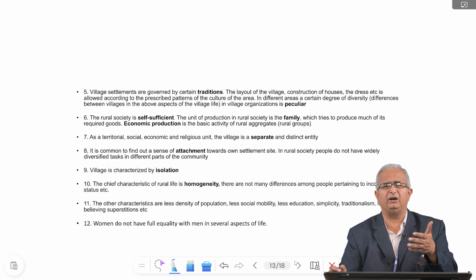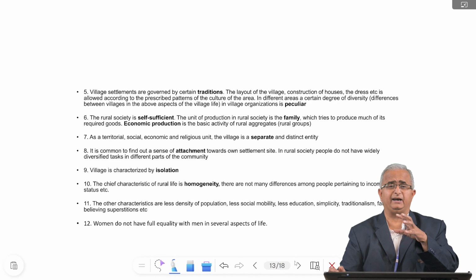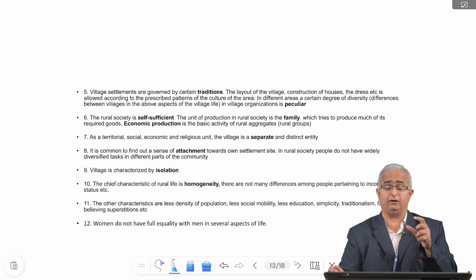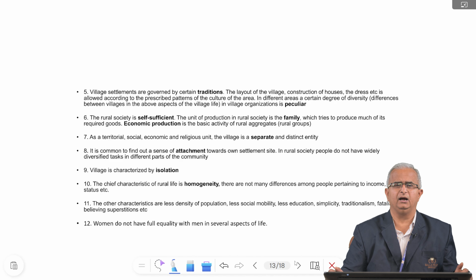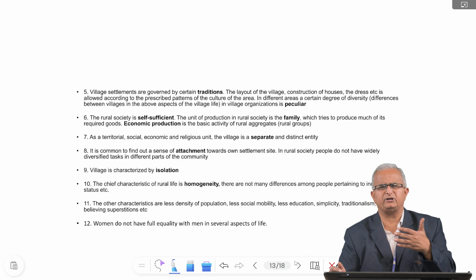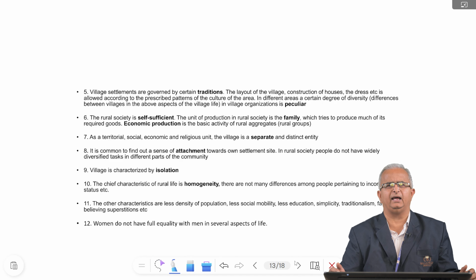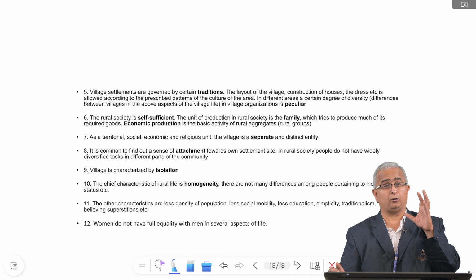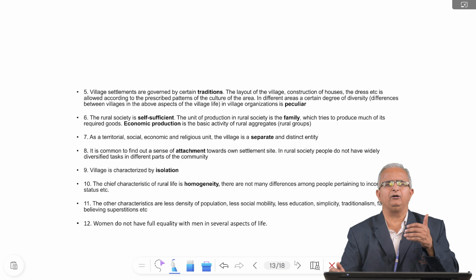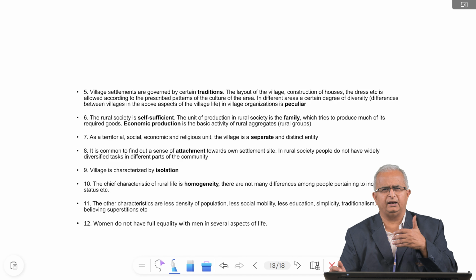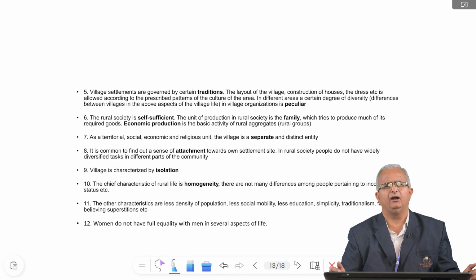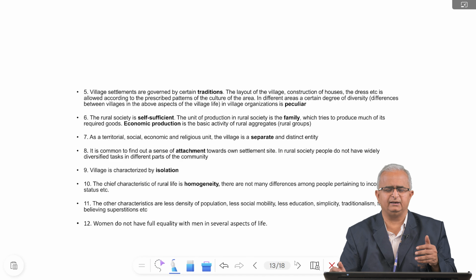And even social mobility is very low. They won't usually go to outside people. They interact with the village people only. And one more characteristic is homogeneity. Mostly they are similar in nature, in their income, status, language, thought process, and style of living, the standard leisure way of living. Everything is similar. That's why we call villages homogeneous in nature.